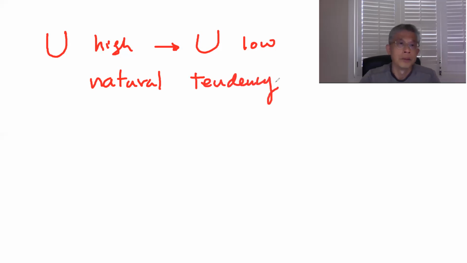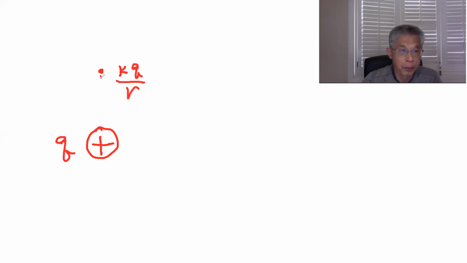Now let's take a look at the potential. Say we have a charge, call it Q, and around it we have potential. The potential at this point is KQ divided by R, where this is R. This is just the potential at that position. But now if I put a charge there, call this one Q1, I put a Q2 there.